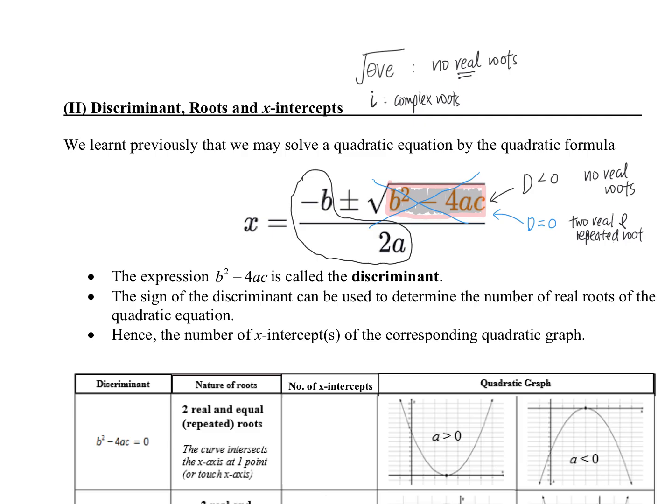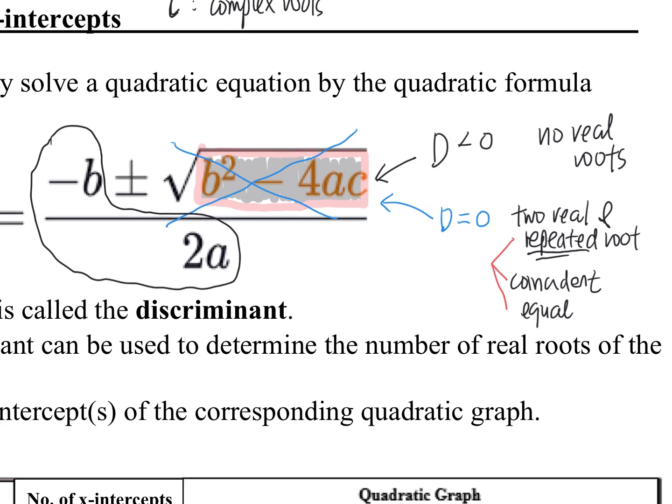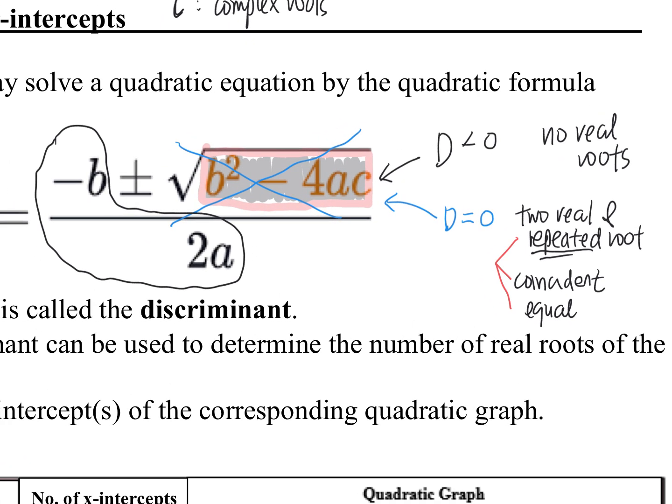Okay, sometimes they don't like the word repeated, they change it to coincident root. That means they coincide with each other, or they will say equal root. So 3 different words for the same meaning. These 3 things just mean you only got one solution, because there is that one value that you will get. So this value, minus b over 2a plus 0, minus 0, the two values are the same. That's why we call it two real and repeated root, but it's the same value.